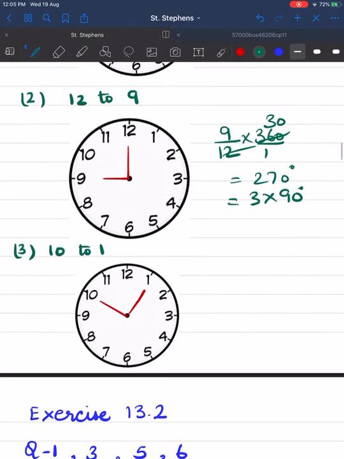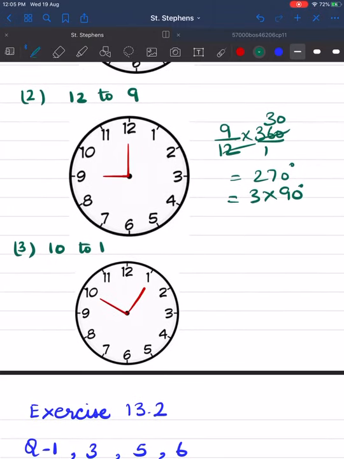Now let's find out the angle when it turns from 10 to 1. So it has passed 3 hours out of 12 hours. So we multiply it with 360 degrees. We cancel out the common factor and we get here 90 degrees. So the angle between 10 to 1 is 90 degrees.